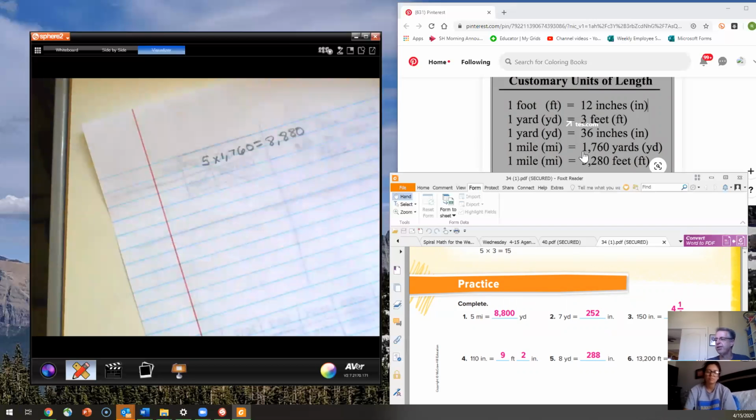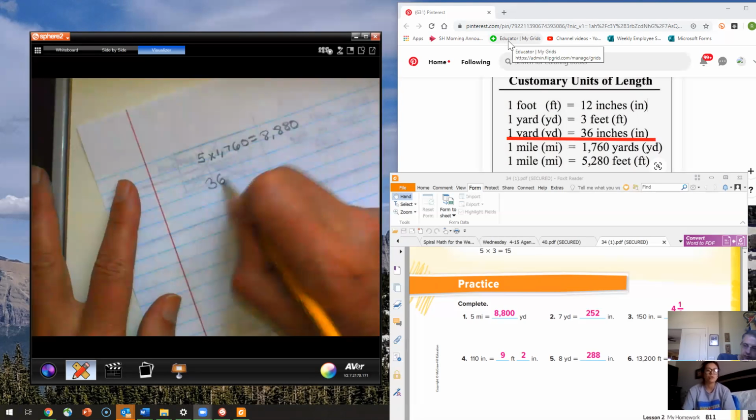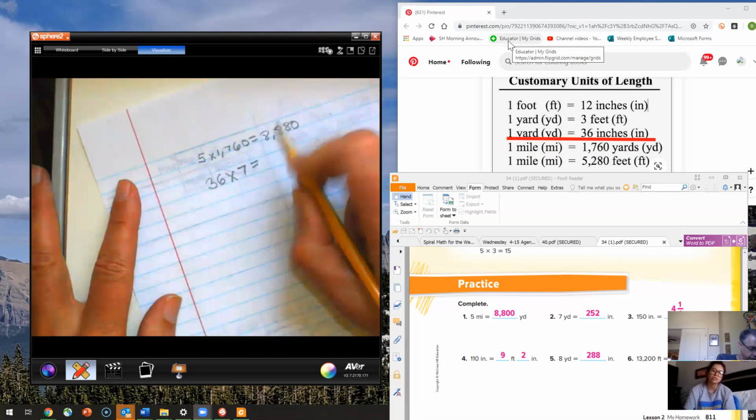Ms. Garcia, how did we figure out the second one? All right, so the second one says 7 yards equals 252 inches. Just like Mr. Yates was saying, since we are going from a bigger unit of measurement to a smaller unit of measurement, we are going to be multiplying. Using that handy dandy chart, there are 36 inches in 1 yard. So you multiply your 36 inches by your 7 yards, and that should get you to your 252 inches.